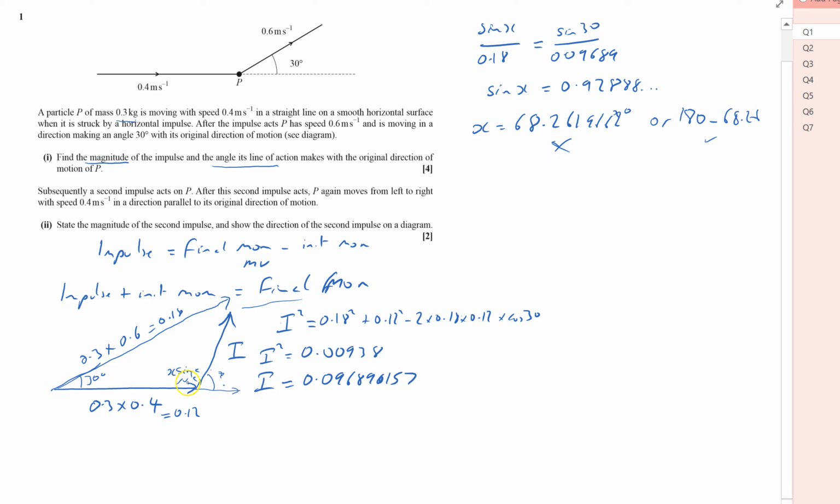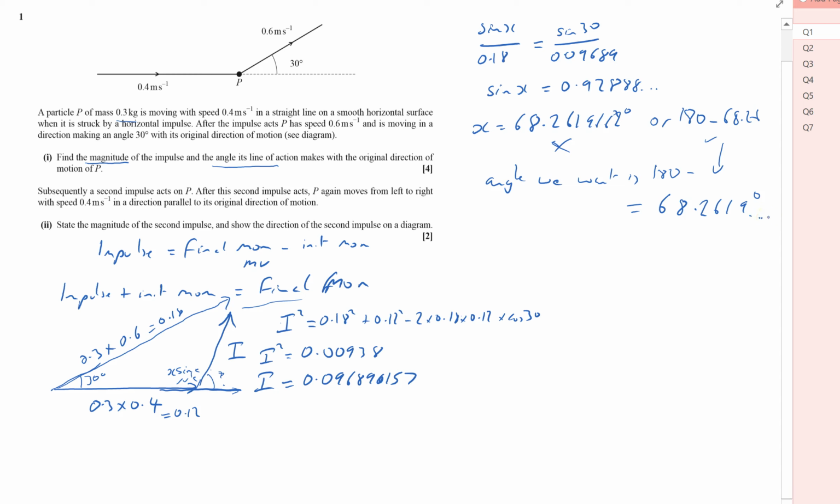But that works out this angle, and we want the direction of motion, so we want this one here. So the angle we want is 180, because it's on a straight line, 180 minus the angle we just worked out. So it's 180 minus that angle there, and so that angle equals 68.2619 degrees. We're putting dot dot dot, so it's not rounded properly.